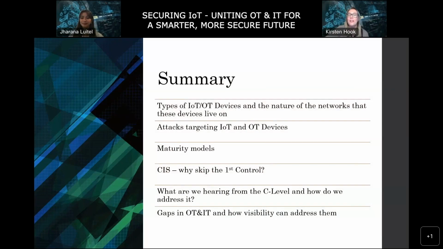What are we hearing at the C-level, and how do we address their concerns? And what are the gaps in OT and IT visibility? How can we address that? And honestly, Jharana and I are working with customers daily when it comes to Defender for IoT and Sentinel, and really helping them to enable the OT-enabled SOC.